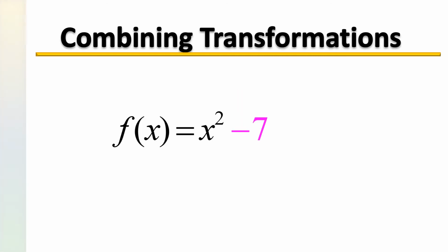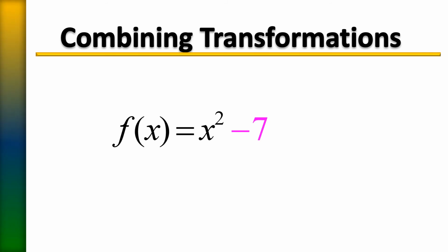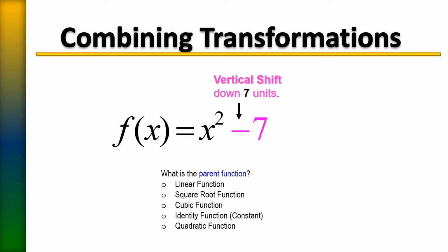So what did we do to this function, the parent function here? If you said it was a shift down vertically 7 units, then you are correct. This was a vertical shift down 7 units. What is the parent function here? If you said quadratic function, then you are correct. If you take all the transformations away, you are left with f of x equals x squared, which is the quadratic function.